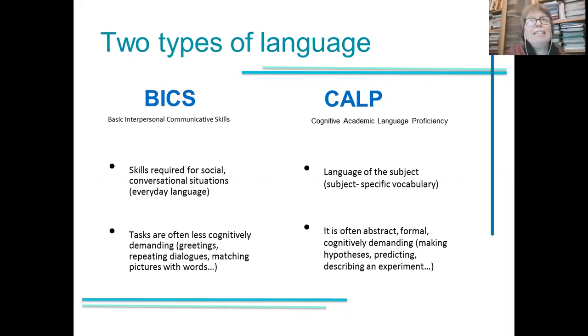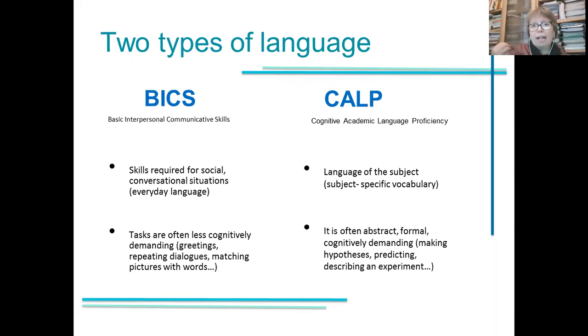When we do CLIL, we are not dealing with the BICS, with everyday language, apart from art, maybe physical education. But for all the other subjects, we are dealing with CALP, Cognitive Academic Language Proficiency. That means we are dealing with the language of the subject. That means subject-specific vocabulary that's not everyday language. This is the reason for which CLIL is difficult, because the language is the language of the subject.